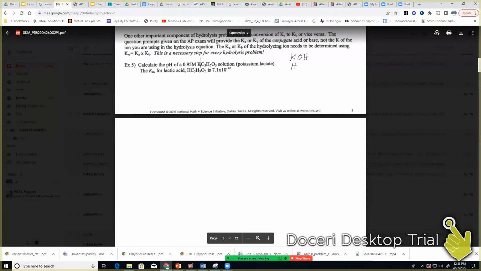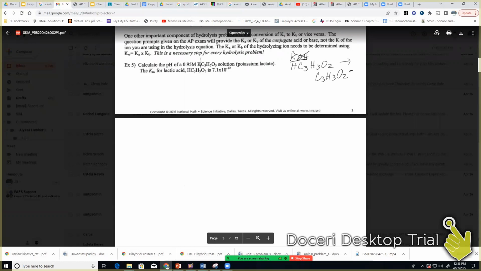And then my acid part was HC3H3O2. This is a strong base, so I'm not really interested in that. I'm interested in this and the conjugate acid that it will form. That's what I'm interested in.